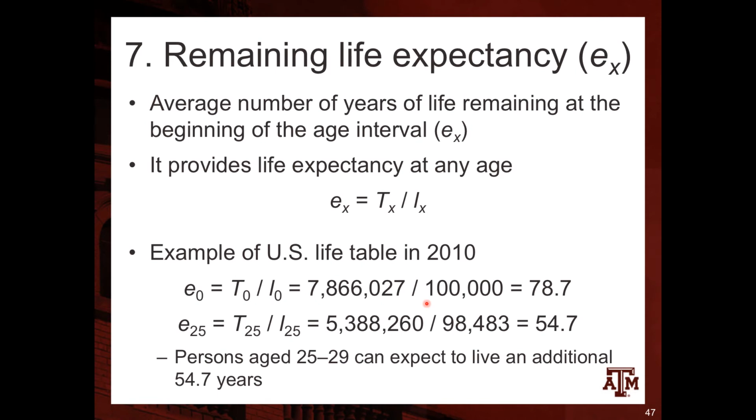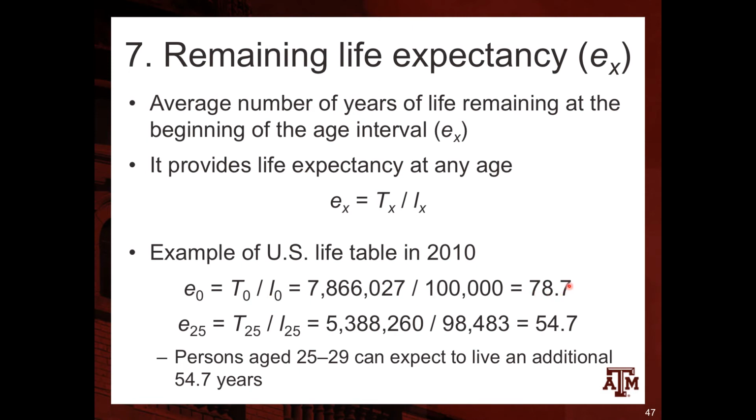And then we have the column for life expectancy, which is the average number of years of life remaining at the beginning of the age interval. It provides life expectancy at any age. So we don't calculate only life expectancy at birth. We calculate life expectancy for all the age groups that are being considered in our table. And since we have age groups, that's why I'm talking about age groups. If we had a life table for single ages, we would have the life expectancy for each one of the single ages. So for the US, again, for the life table in 2010, the life expectancy at birth, we get the T0 divided by the little l0.